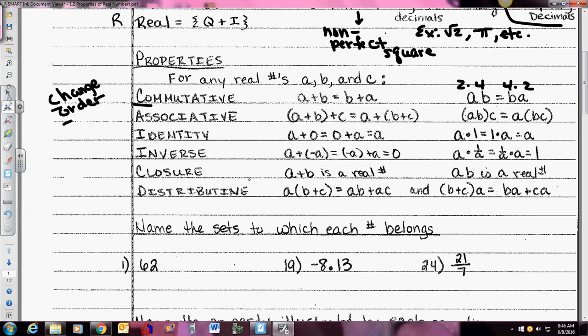And then you have your closure property. A plus b is a real number. A times b is a real number. Distributive property, this is usually easy for people for some reason. A times b plus c in parentheses means a times b plus a times c.